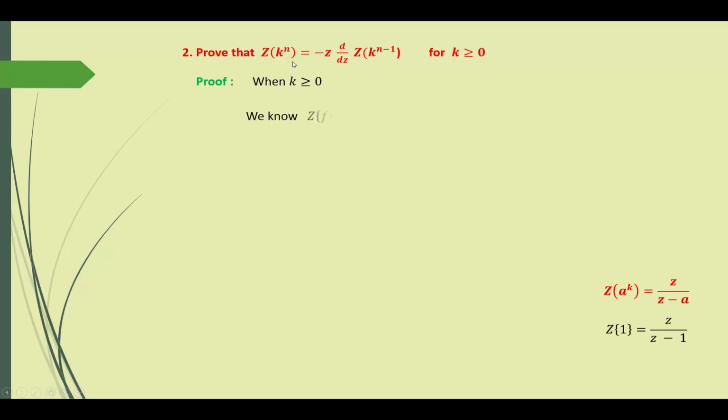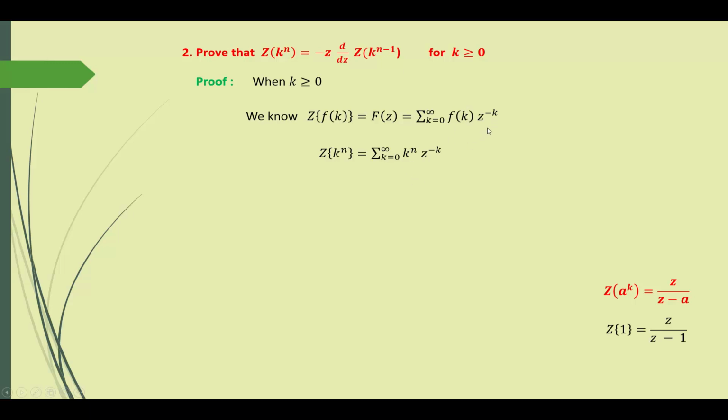We know for k greater than or equal to 0, Z transform of f(k) equals capital F(z) equals sigma k varies from 0 to infinity f(k) z^(-k). Definition of Z transform. Put the value of f(k) as k^n. So Z transform of k^n equals sigma k varies from 0 to infinity, the function is k^n, so k^n into z^(-k).